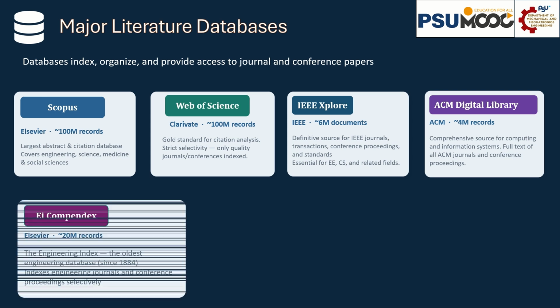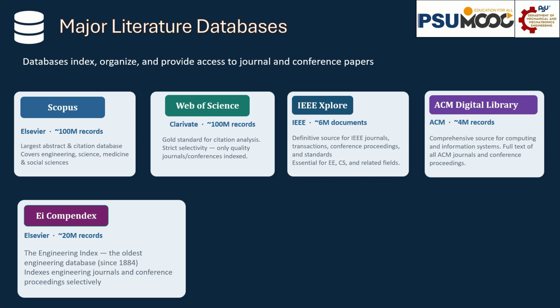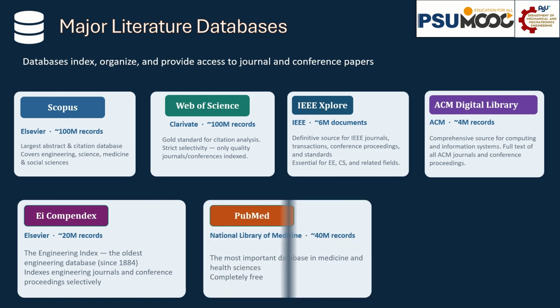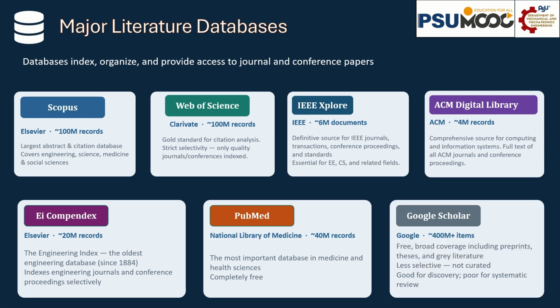The EI Compendex from Elsevier is the world's largest and most comprehensive engineering literature database. PubMed is maintained by the National Library of Medicine and is generally considered the most important database in medicine and health sciences. While Google Scholar provides the broadest coverage and is useful for discovery, it shouldn't be the go-to method for systematic review. Researchers often use multiple databases to ensure comprehensive literature coverage.